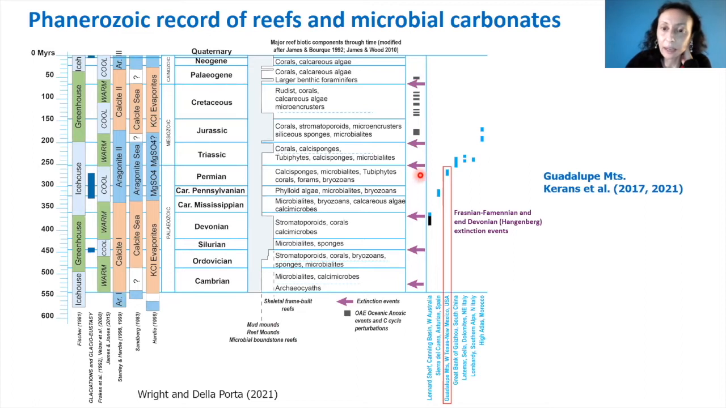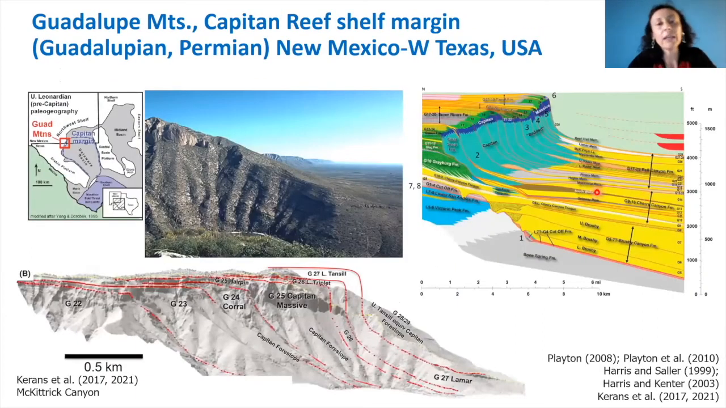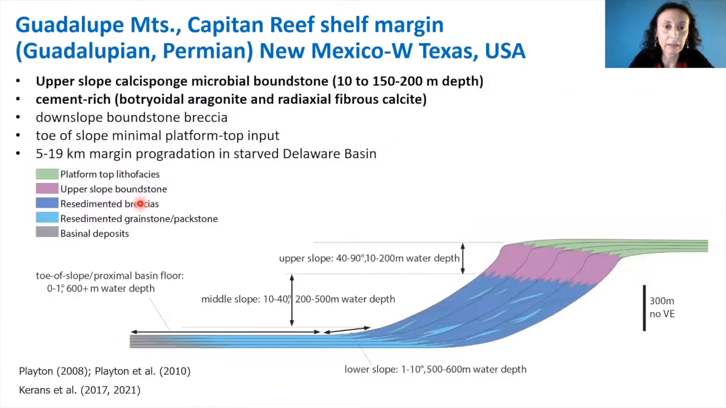Now, following the Carboniferous, another case study that shows an important contribution by microbial boundstone is the Permian Capitan Reef in the Guadalupe Mountains, and also in this case the massive reef margin and slope can extend to nearly 100 to 150 meter water depth and allowed the progradation of this platform for several kilometers, up to 19 kilometers in the Delaware Basin, a starved basin with evaporitic deposition.